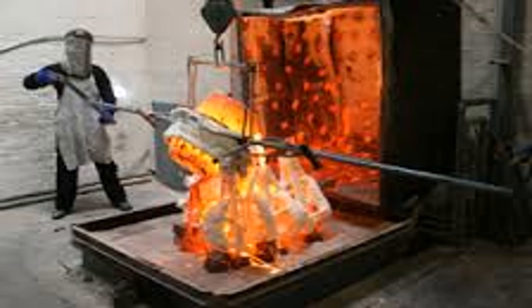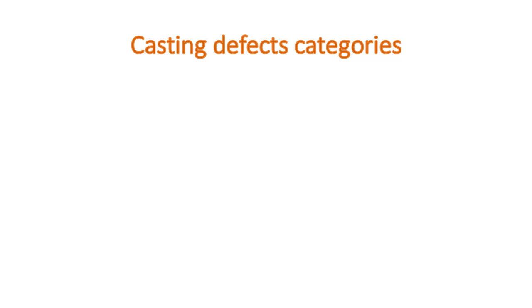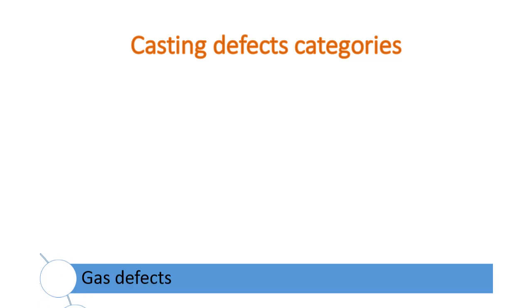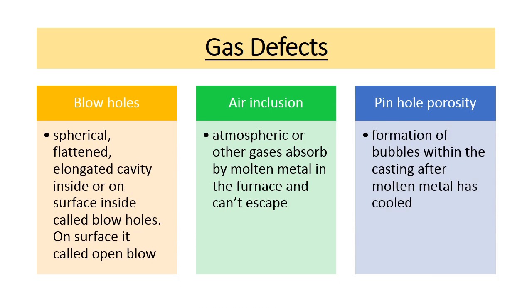Hi everyone, today we're gonna learn about casting defects. There are a few types of casting defects. They can be gas defects, molding material defects, pouring metal defects, and also metallurgical defects. As for gas defects, there are actually three types. They can be blowholes, air inclusion, or even pinhole porosity.